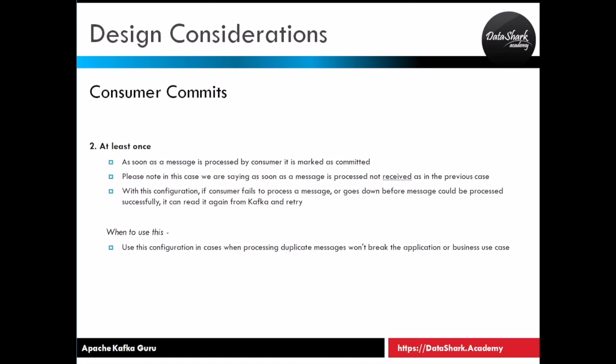So with this kind of configuration, if the consumer fails to process a message or goes down before the message could be processed successfully, it can read it again from Kafka and retry it. So this kind of setup is a more fault tolerant system, right? When to use this kind of case? Use this kind of configuration in cases when processing duplicate messages won't break the application or your business use case.